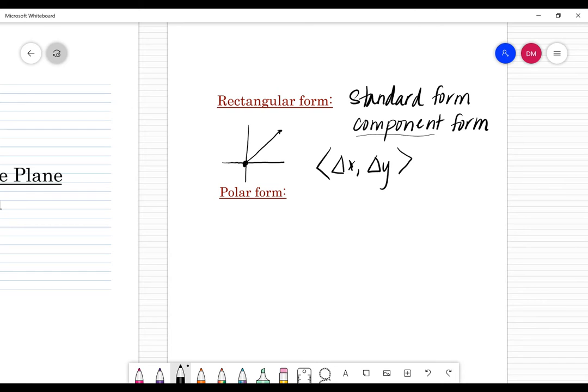For the polar form, we use the two measurements of our vector to write in polar form. Those two measurements are magnitude and direction. So magnitude looks like this in our book. It's got the two lines on either side of our notation for vector v.